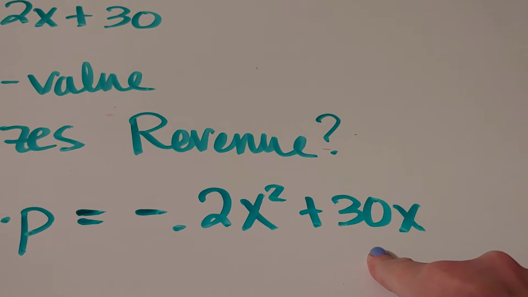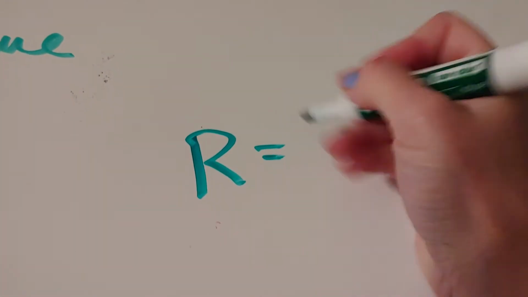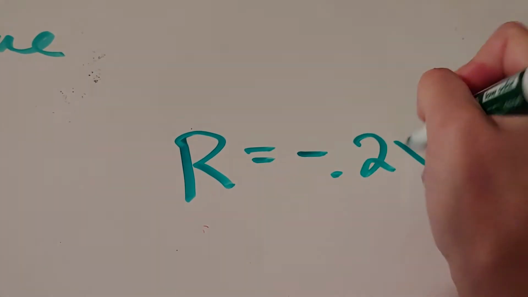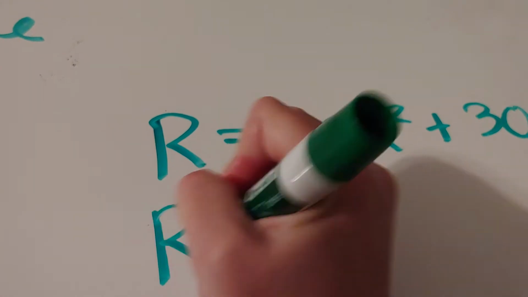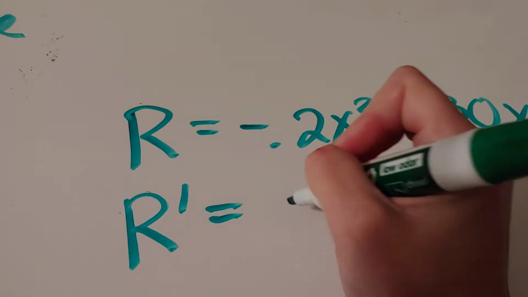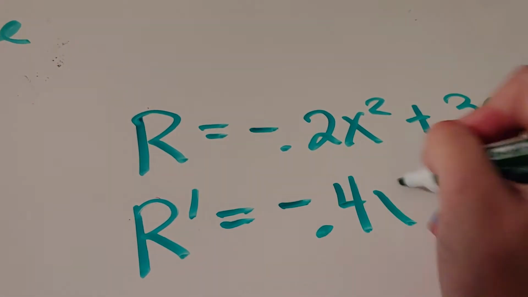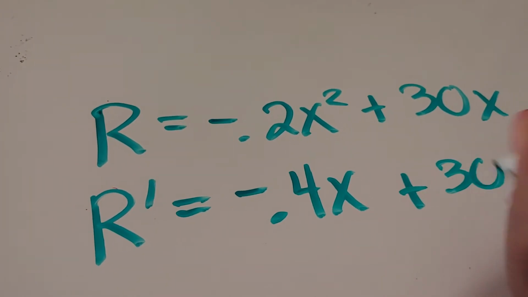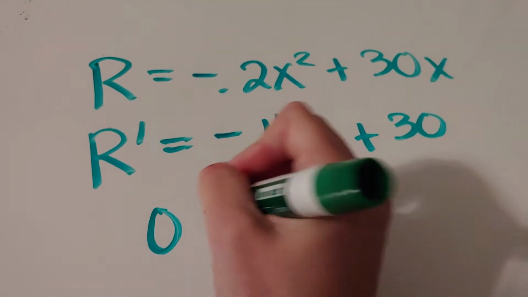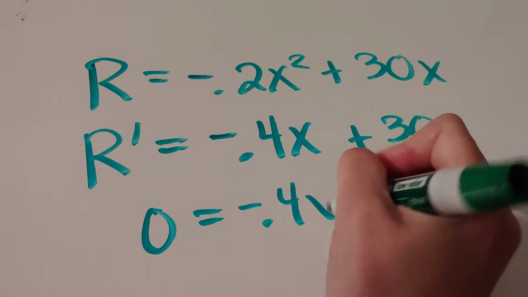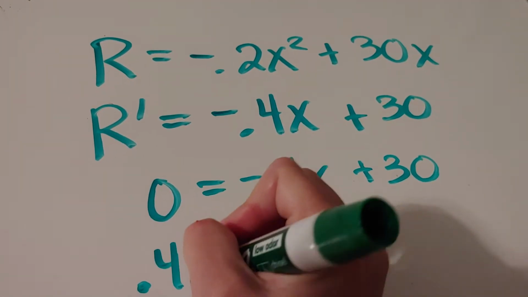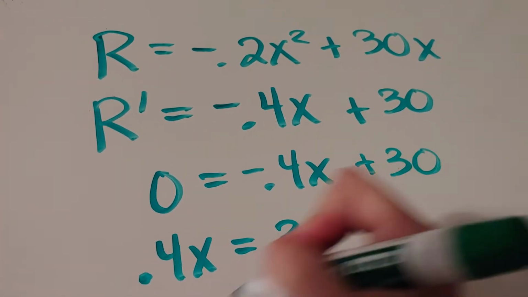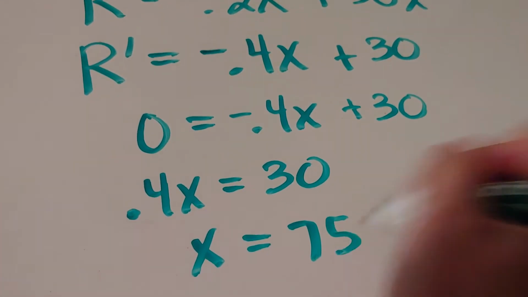Okay, so when we are finding a max, we always want to go ahead and find the critical numbers. And the critical numbers are when the first derivative equals 0. So let's go ahead and find that first derivative. When I do my power rule, set it to 0, and then go ahead and solve this, we are going to get 75.